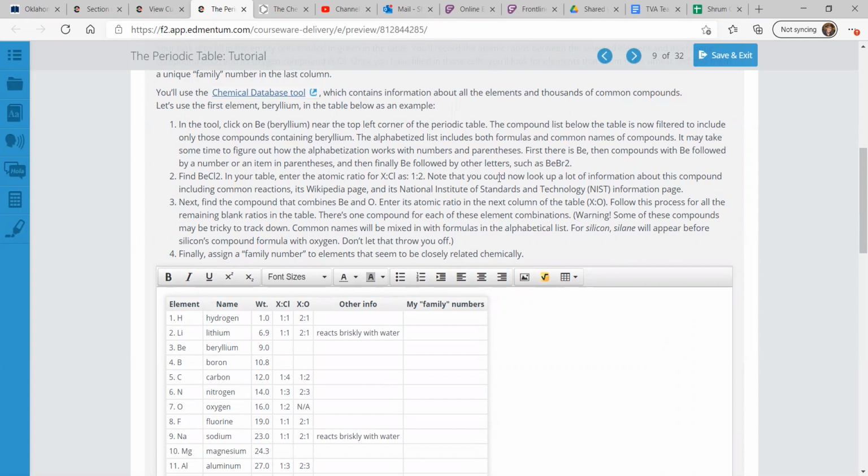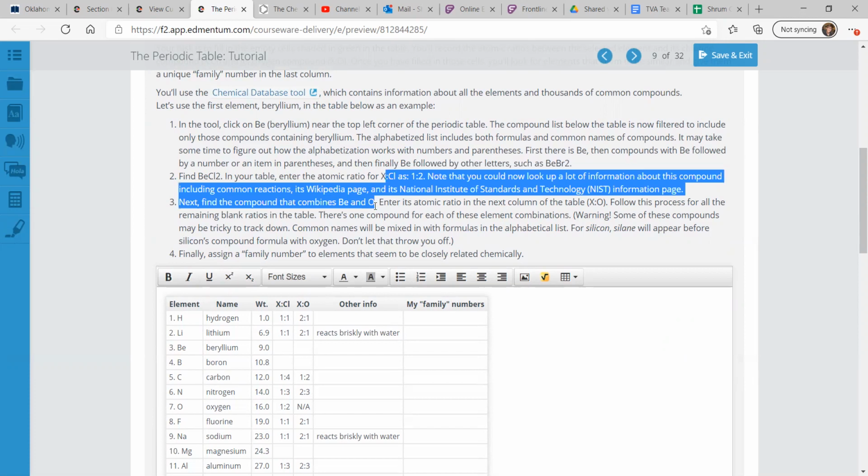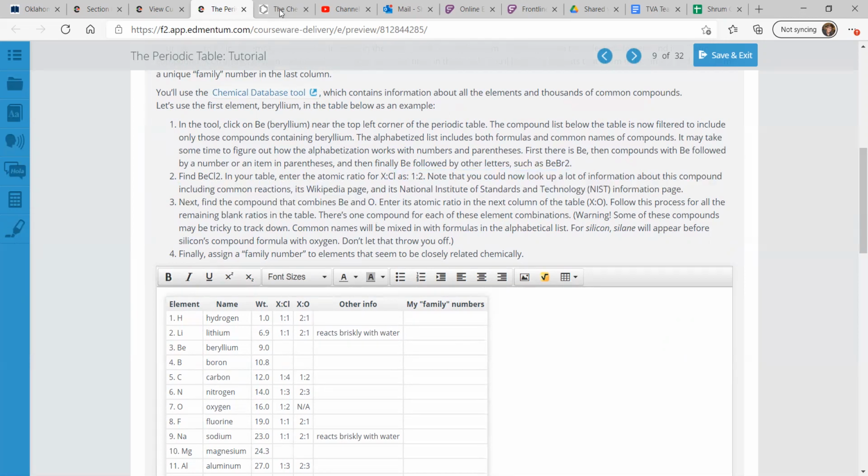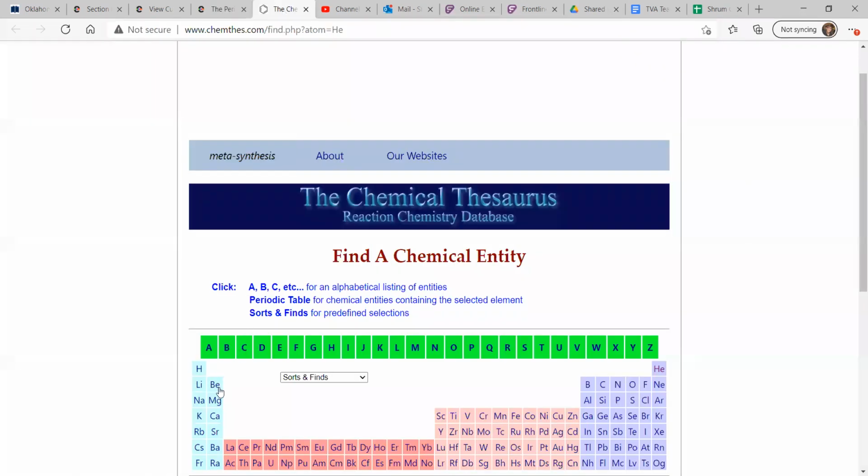This list includes both formulas and common names of compounds. It may take some time to figure out how the alphabetization works with numbers and parentheses. First there is Be, then compounds with Be followed by a number or an item in parentheses. And then finally, beryllium followed by other letters, such as beryllium bromine, and beryllium chlorine, dichlorine. Yes. So here we go. We'll click on beryllium. Bam.